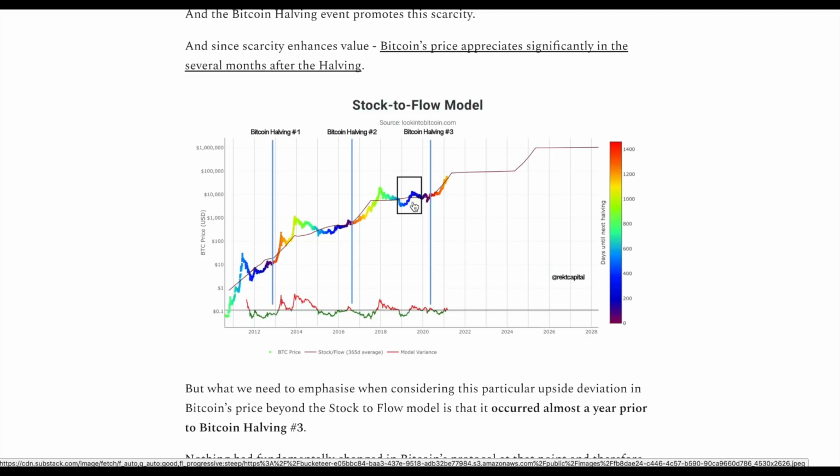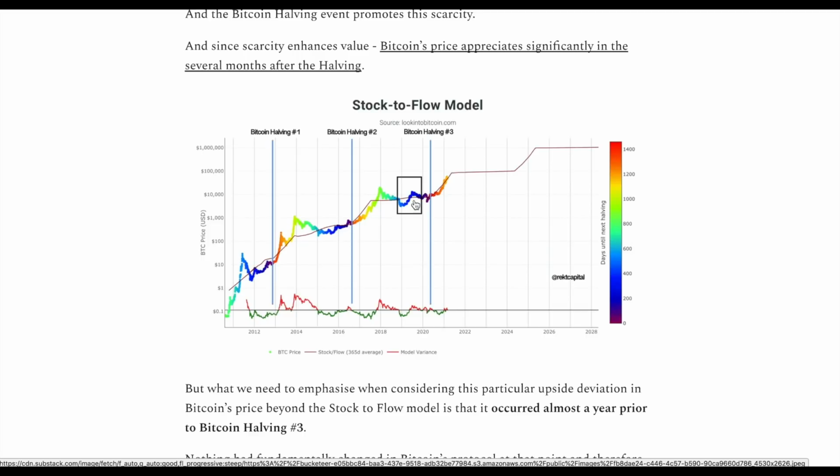And naturally, we don't really see much interesting price action in Bitcoin's price prior to the halving, just like we didn't see it here for instance, and even here as well prior to halving 1. And the reason for this deviation beyond the stock to flow line over here, well, this was before the halving. And we never really see much interesting price action before the halving events. We've seen this throughout history. It's only after the halving that we see significant price deviations.